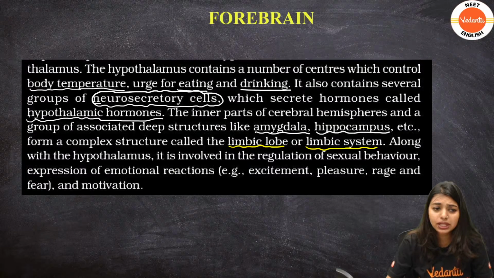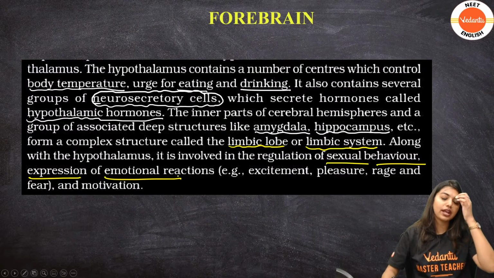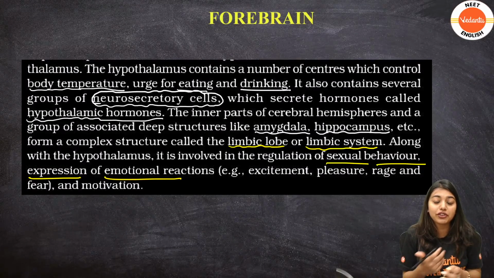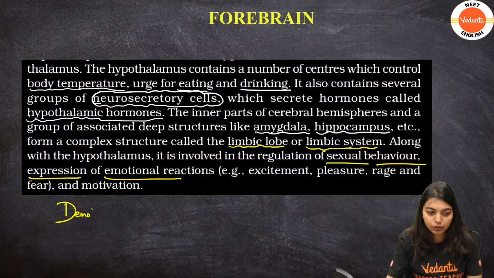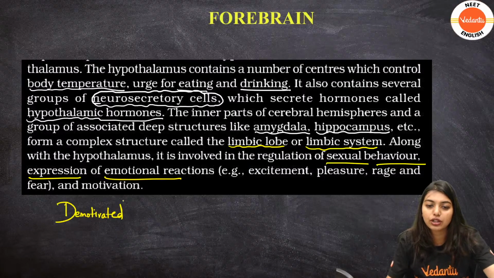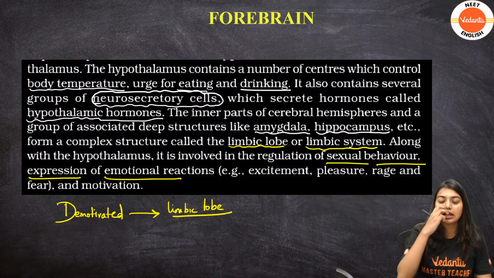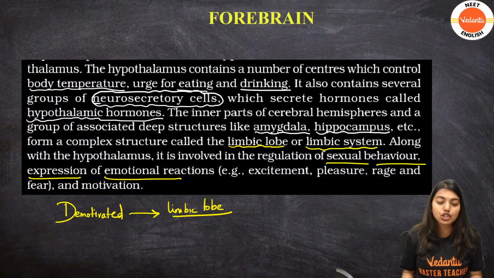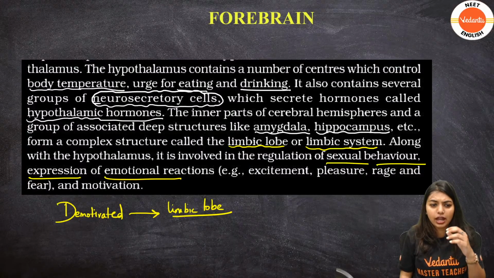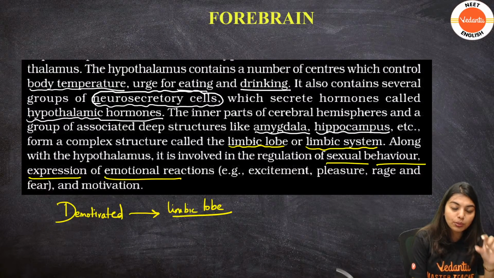Along with hypothalamus, it is involved in the regulation of sexual behaviors. This is the reason why we feel attraction to another person. It also controls expression of emotional reactions, as I told you: excitement, pleasure, anger, rage, fear, motivation. Suddenly you are feeling demotivated to prepare for NEET 2024. Who is controlling all of that? All that is controlled by your limbic lobes, with the help of your hippocampus and amygdala. I need the motivation to study now, I have this anger towards someone, I have this attraction towards someone. All these thought processes are because of these lobes that work in your brain, right?